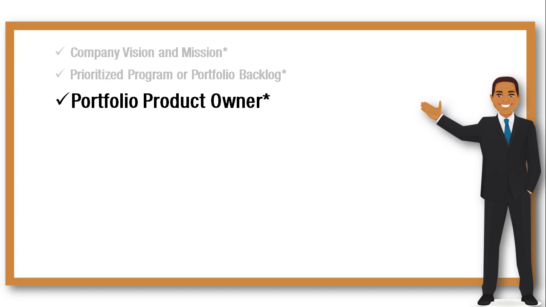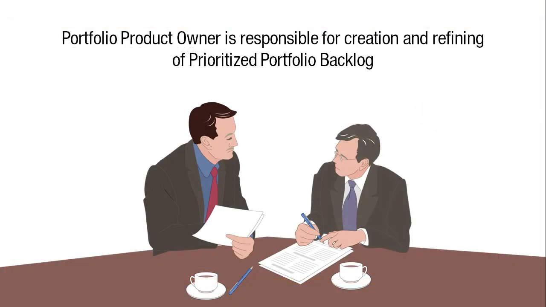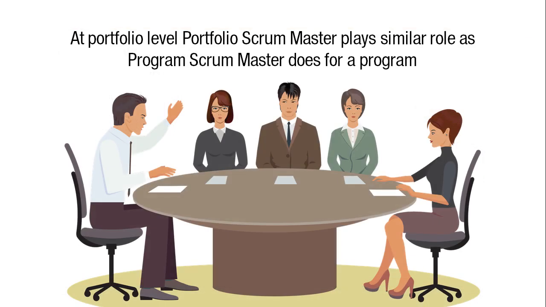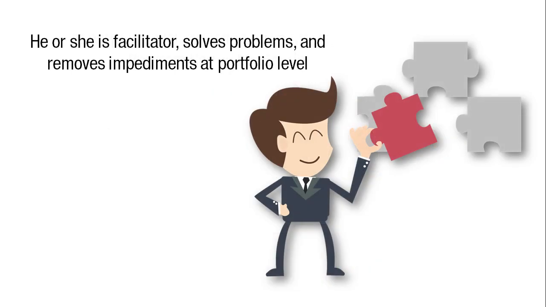Next is portfolio product owner. The portfolio product owner is responsible for the creation and the refining of the prioritized portfolio backlog. Another input is portfolio Scrum Master. At the portfolio level, the portfolio Scrum Master plays a similar role as the program Scrum Master plays for a program. He or she is a facilitator, solves problems, and removes impediments at the portfolio level.